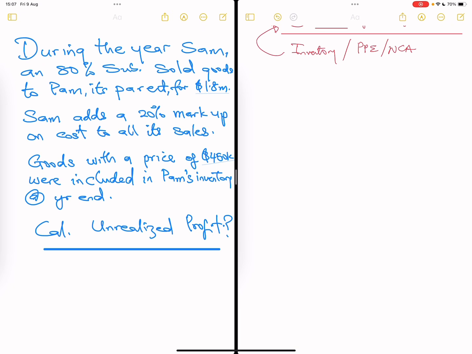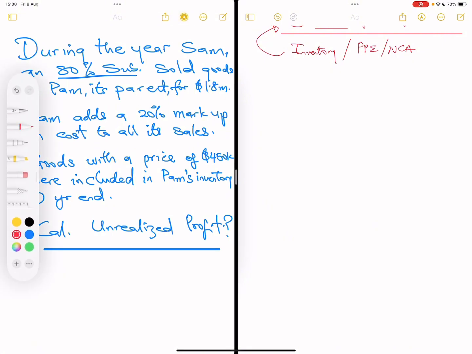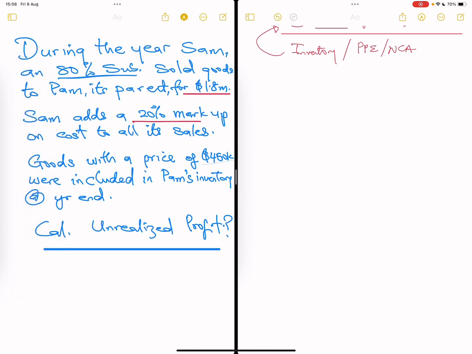So during the year, Sam, an 80% subsidiary, sold goods to PUP, its parent, for 1.8 million. Sam adds 20% markup on cost to all its sales. Goods with price of 450,000 were included in PUP's inventory at year end. Calculate unrealized profit.